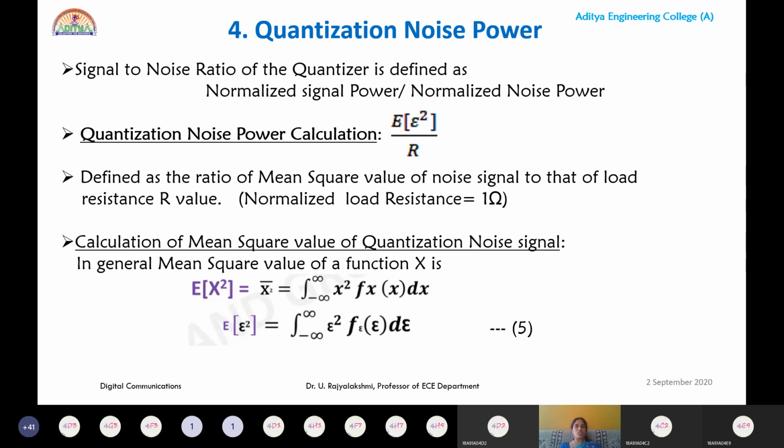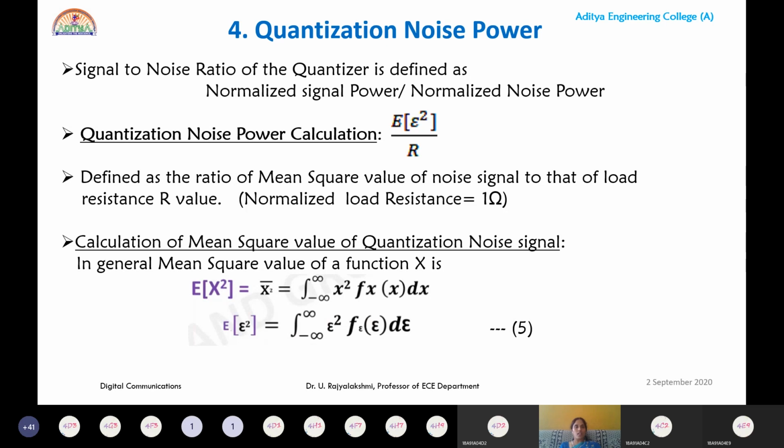Noise, you can replace with the term error here. So you can call it quantization error or quantization noise. Remember, you can replace quantization error with quantization noise. Now, how can we define quantization noise power? It is defined as the mean square value of the quantization error to that of a resistance value.